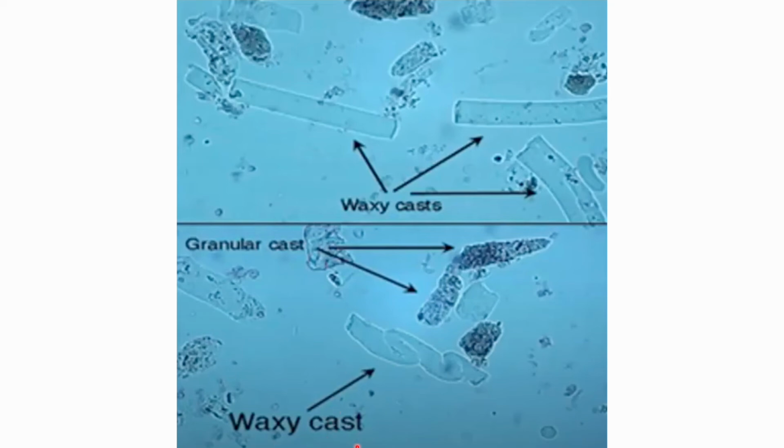Here we see some of the waxy casts with somewhat straighter edges that are more prominent, some with a jagged appearance of the periphery, and the more fragile-appearing waxy casts. Granular casts are also present in this picture.